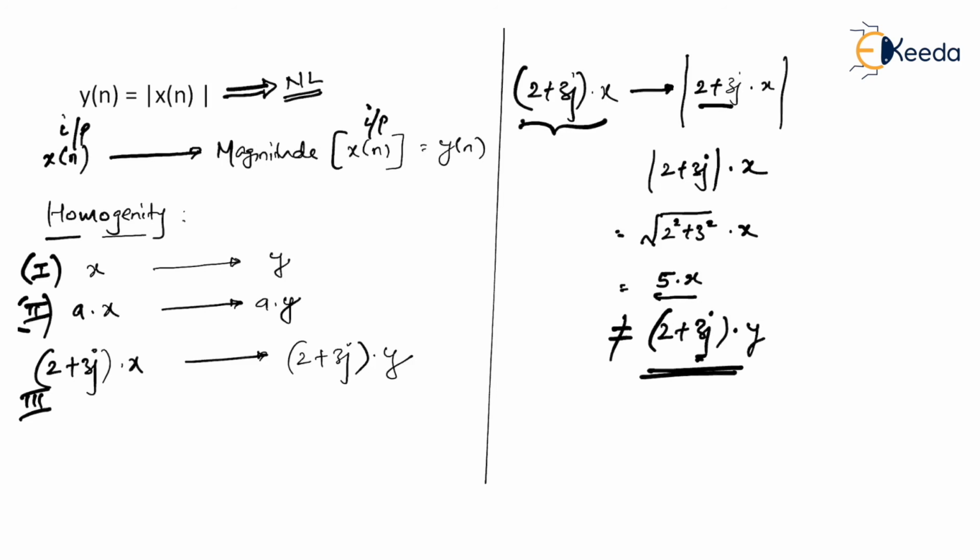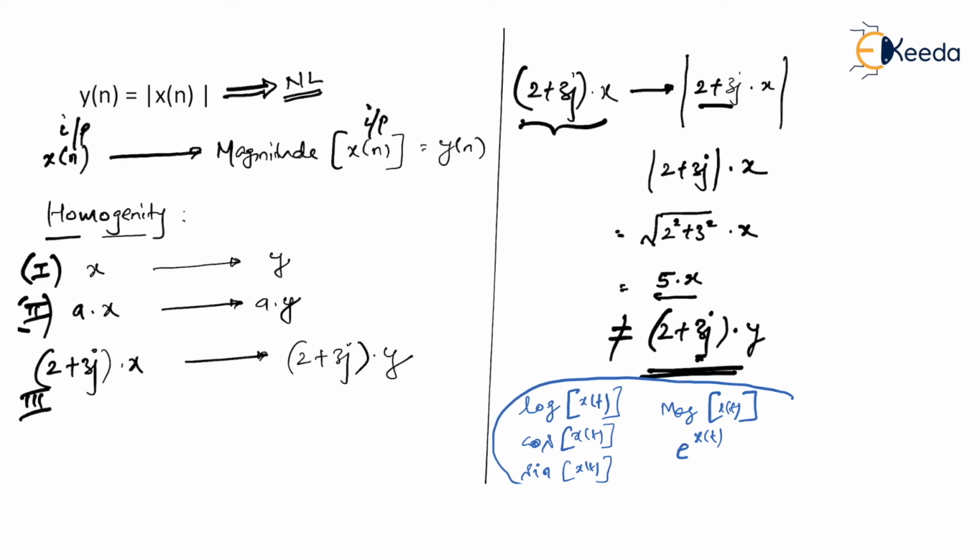Just to tell you, remember, any log function, any cos function, any sine function, magnitude function of x of t or x of n, whatever, or even any exponential function, all these operations stated over here belong to non-linear systems. Just to remember: log of x of t, cos of x of t, sine of x of t, magnitude of x of t, e to the power x of t, all those exponential functions also belong to the non-linear system category. Thank you.